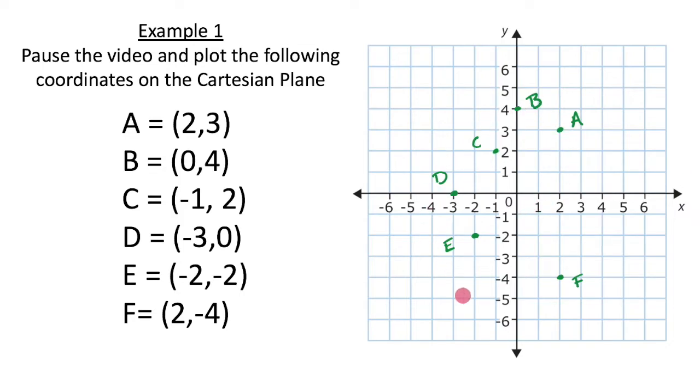So how did you go labeling all those points? Don't worry too much if you struggled. That just means you need some more practice.